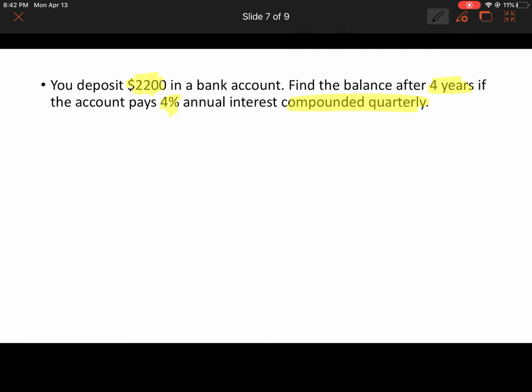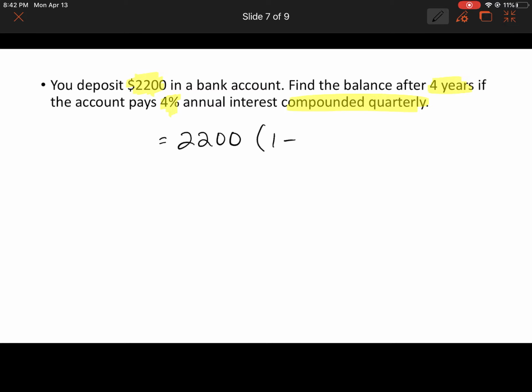Let's see if you remember. Answer me in the next 5 seconds. How many times does it compound in 1 year? If you said 4 times, then you're correct. We're going to do this problem the same way we did the last one. Start off with your initial value. How much money did you have at the beginning? Well, $2,200. They said so in the problem.